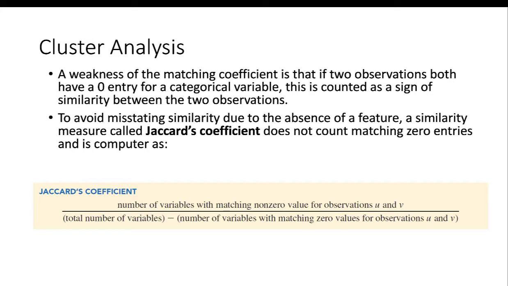So to avoid misstating similarity due to the absence of a feature, a similarity measure called Jaccard's coefficient does not count matching 0 entries. It's computed with this formula: the number of variables with matching non-zero values for observations U and V, divided by the total number of variables minus the number of variables with matching 0 values for observations U and V.